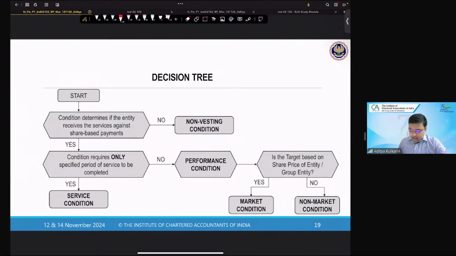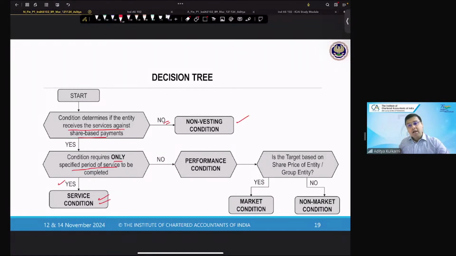So the condition determines if the entity receives the services against the share-based payments. Does the condition require you to receive any services? If the answer is no, it becomes a non-vesting condition. We'll look at the examples. If the answer is yes, then does the condition require only a specified period of service to be completed without any performance targets? Only completion of the period of service.